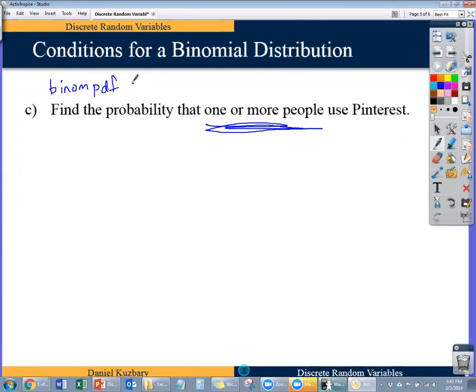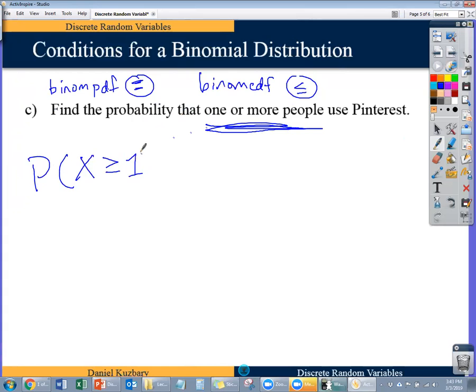So I've got binomPDF that I can use if I have an equal sign, and I've got binomCDF, which I can use if I have a less than or equal to sign. So I want to find the probability that 1 or more people use Pinterest, which means X is 1 or more. So we can say it's greater than or equal to 1.